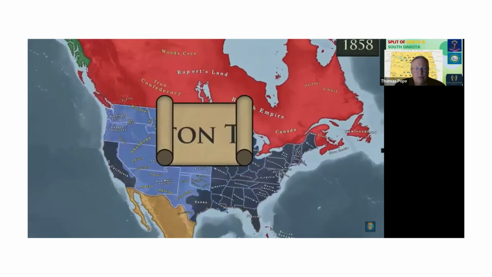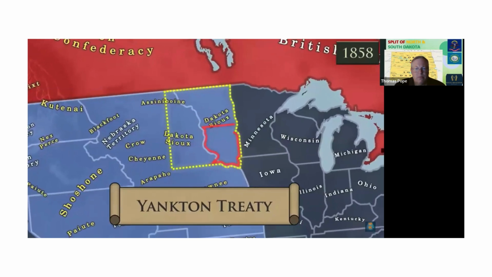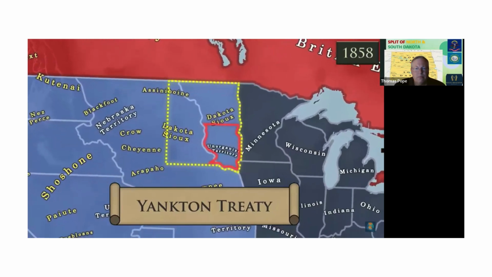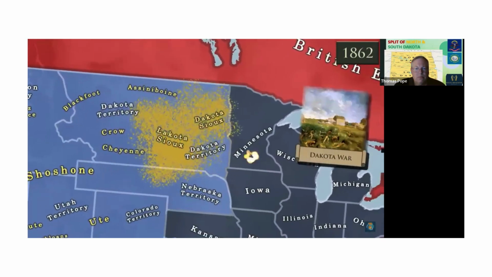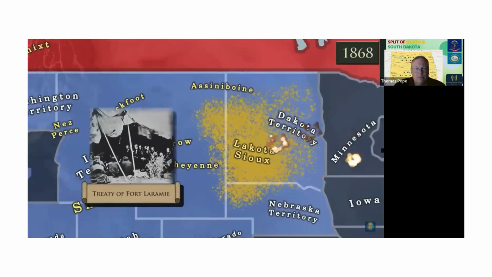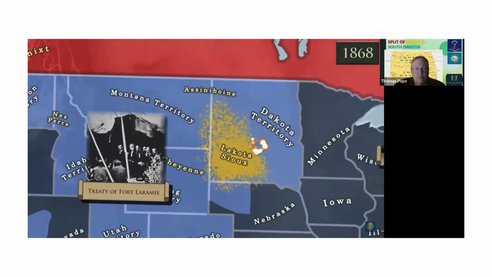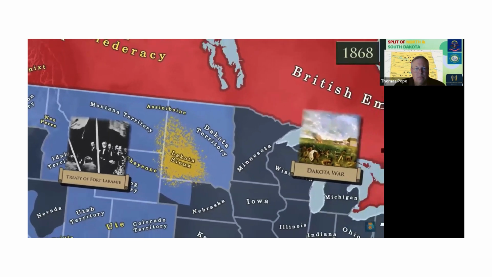In 1858, the Yankton Treaty saw the U.S. seize large areas of South Dakota for settlement, while many thousands of Sioux were forced into reservations. Further conflicts like the U.S.-Dakota War of 1862 and treaties such as the 1868 Treaty of Fort Laramie further reduced Sioux territory until they were confined only to the far west.